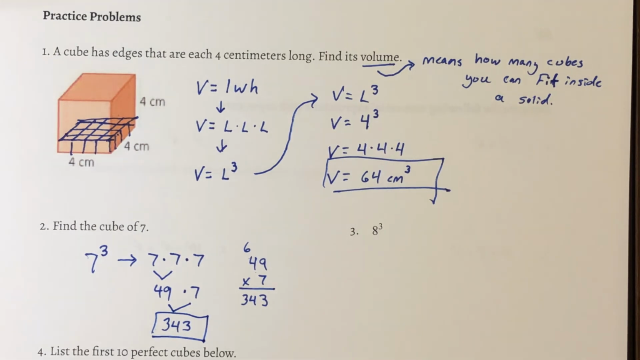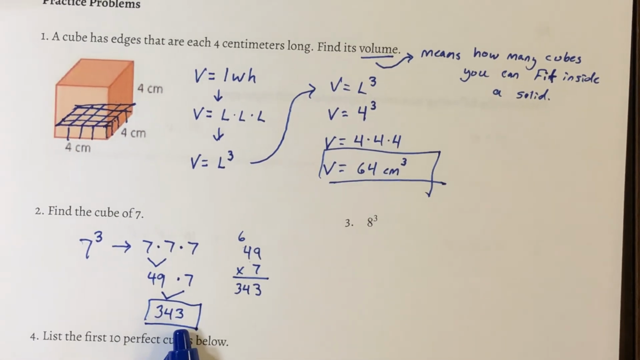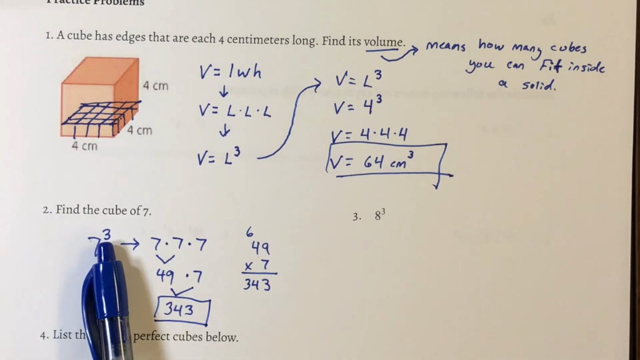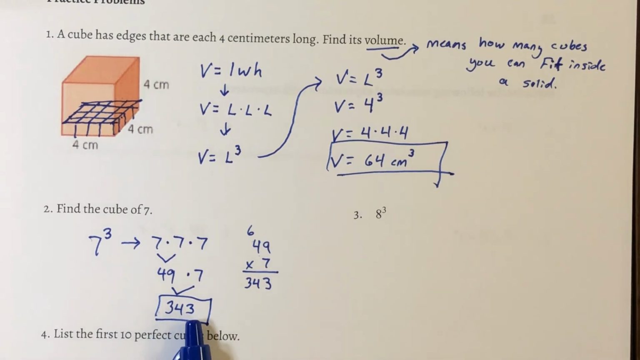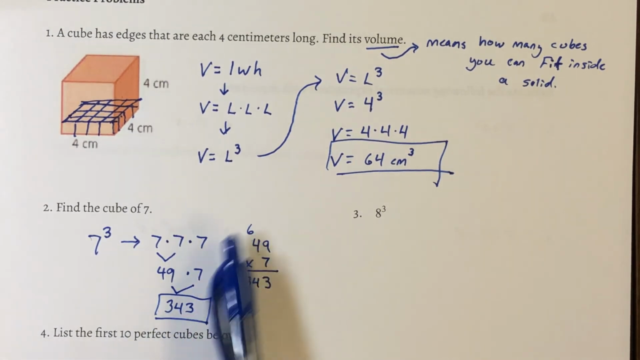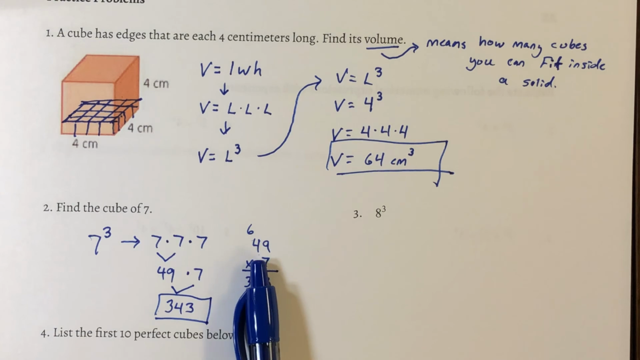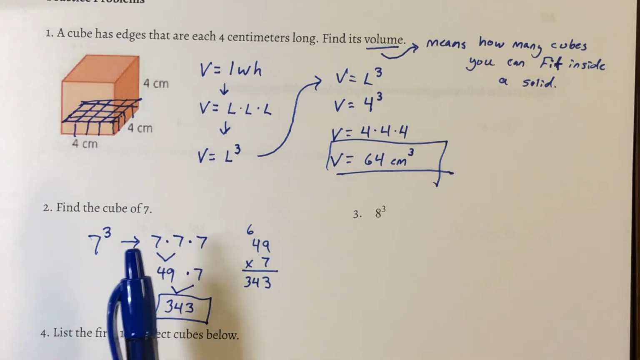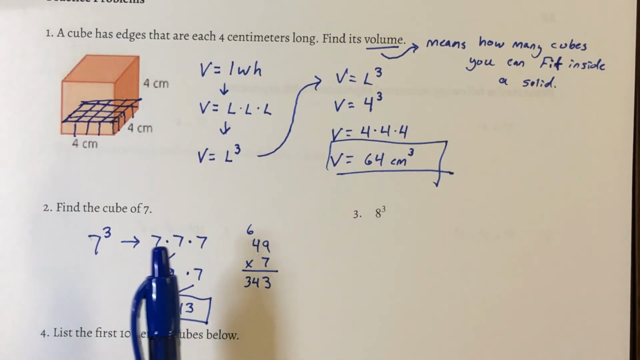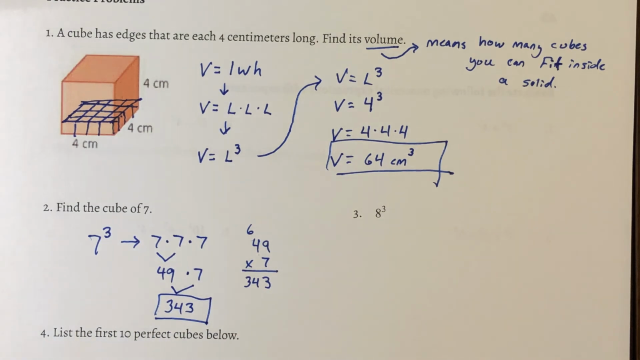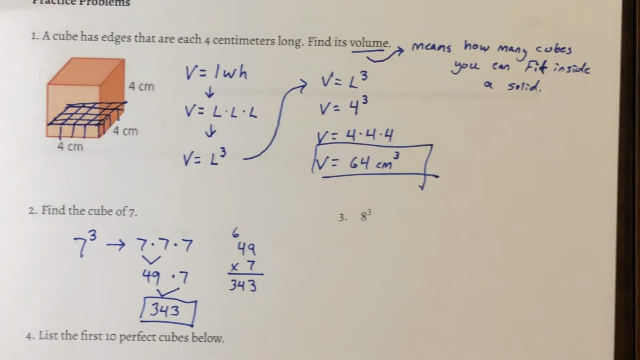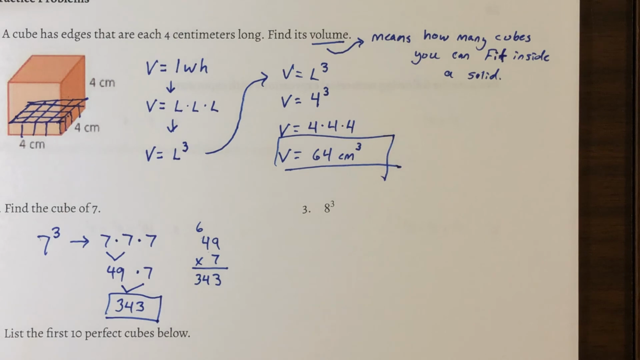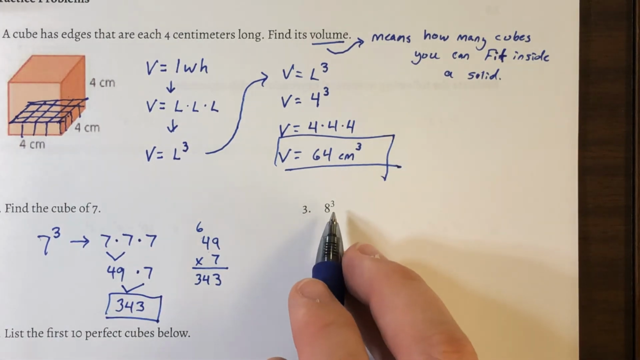Now at this point, if you had that memorized, that the 7th perfect cube is 343, you would not have had to show all of that extra additional work. So in this case, having your first 10 perfect cubes might come in handy or be very helpful to you. All right, let's do one more example. 8 to the power of 3.